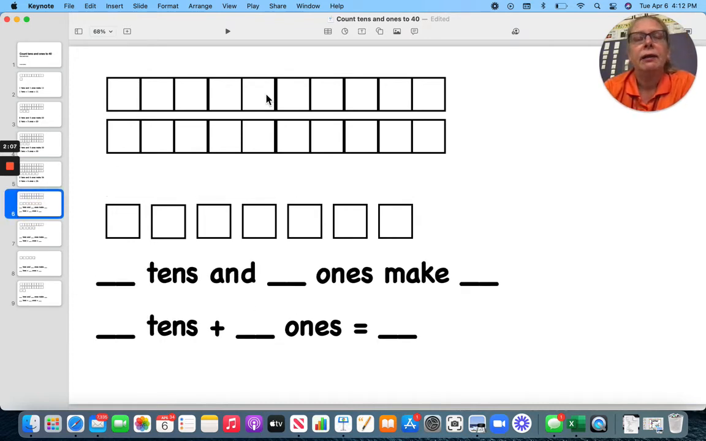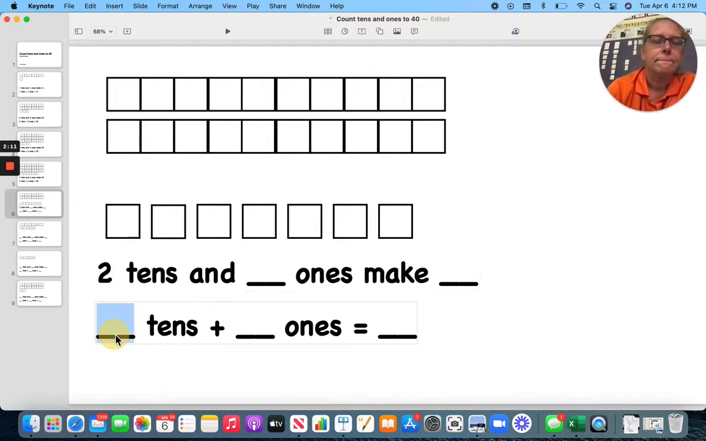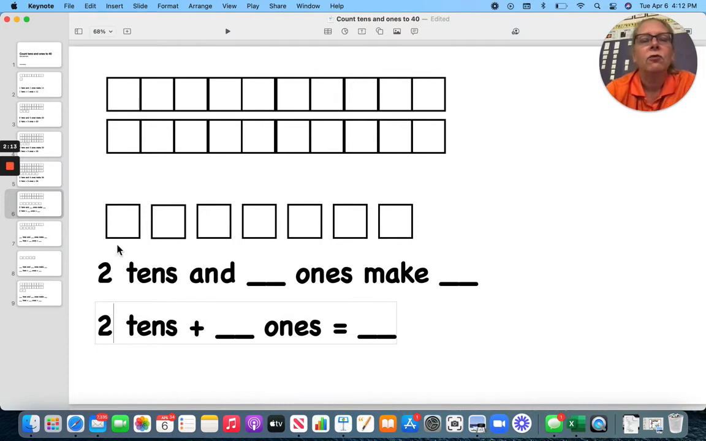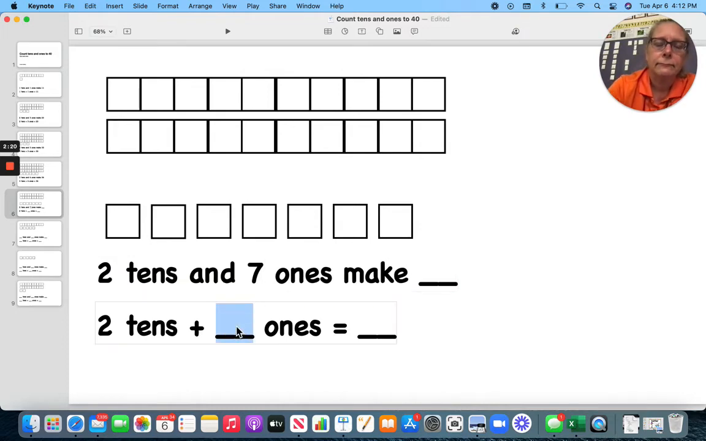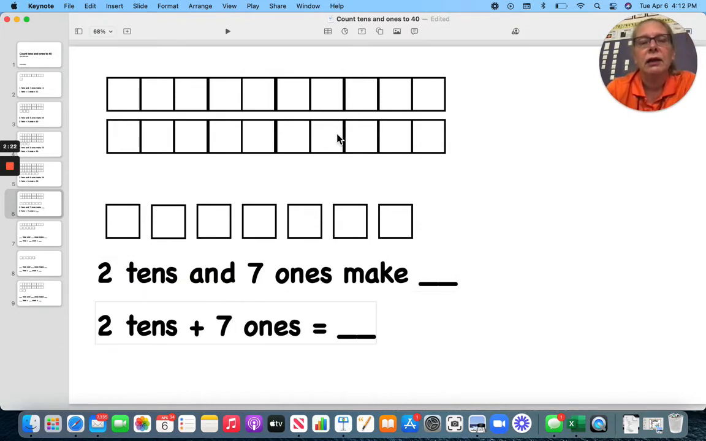Let's see what we have here. We have 1, 2 tens. And we have 1, 2, 3, 4, 5, 6, 7 ones. That makes 10, 20, 21, 22, 23, 24, 25, 26, 27. So 2 tens plus 7 ones equals 27.